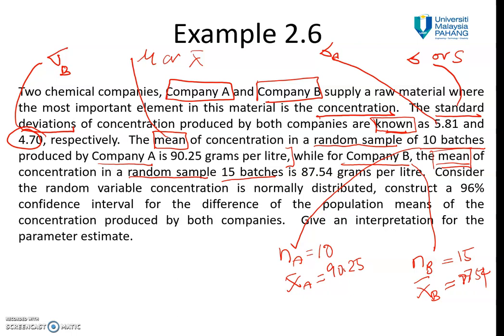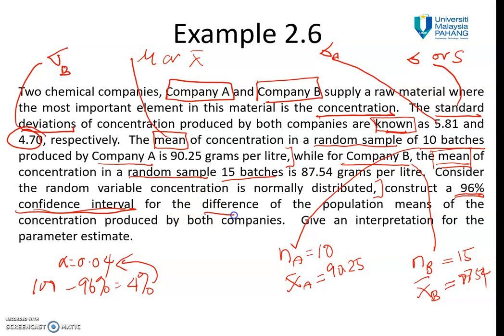Now what is the real question? Consider the random variable concentration is normally distributed. This one is a statement. In our class from chapter 2 until chapter 6, we consider all the data to follow a normal distribution, so this is just to mention. The question asks you to construct a 96% confidence interval. So from here you can see that your alpha is 0.04. Why? 100 minus 96% gives you 4%. So this is your alpha.